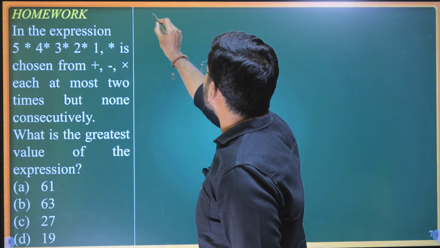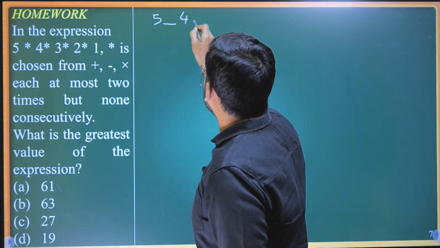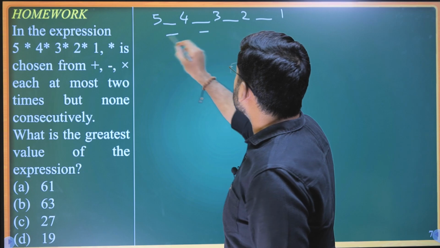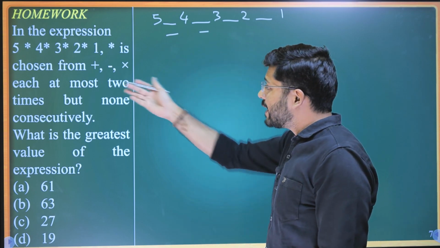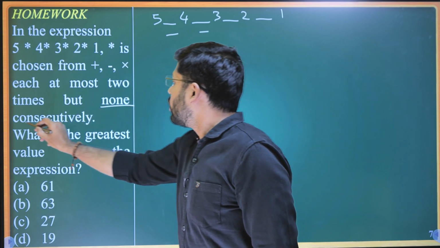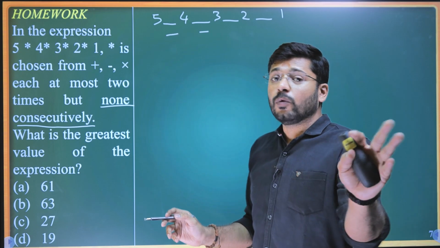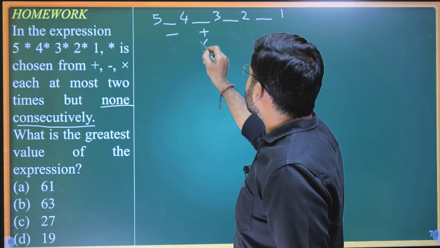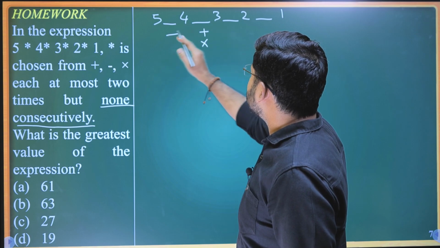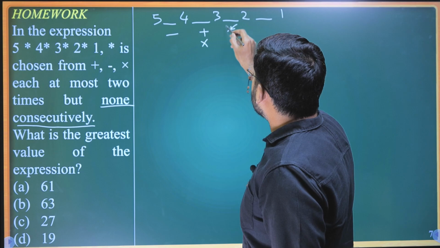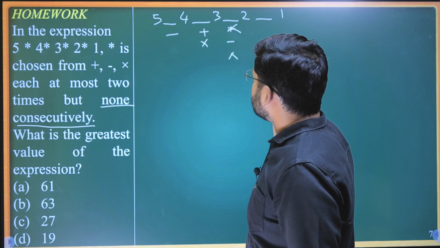For example, 5 dash 4 dash 3 dash 2 dash 1. In the previous problem, we used minus and minus here, right? No, we cannot do that in this problem because they shall not be consecutive. Here minus and minus, they are coming consecutively. No. You are forced to use either plus or into here. If you have used minus here, it should be plus or into here. And let's say you use plus here, then it should not be plus here. You can use minus or into.